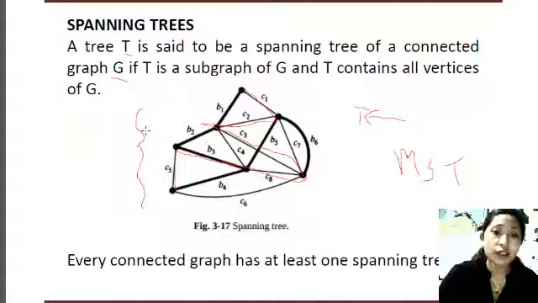from a given graph you find all possible spanning trees, and that tree whose total weight of all the edges, which you get by adding the weight of all the edges, is minimum, then we say that particular spanning tree is a minimum spanning tree.